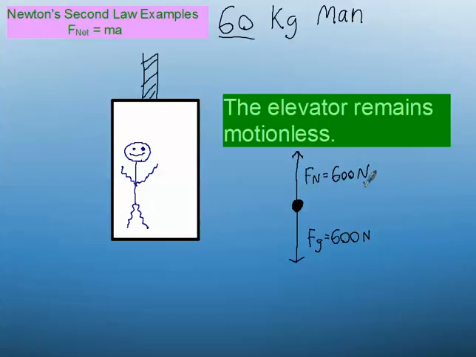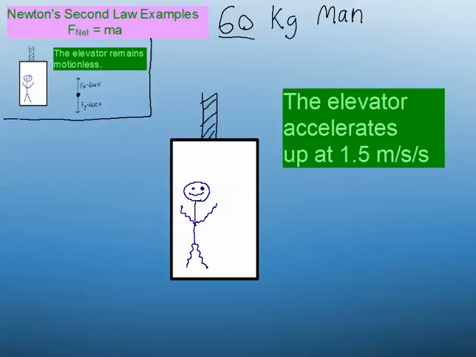In this case, the normal force simply means how hard the floor of the elevator is pushing up on the guy. So if you were to stand on a bathroom scale and you have a weight of 600 newtons, then the scale would read 600 newtons. So this is a pretty boring situation, but they'll get a little more interesting.